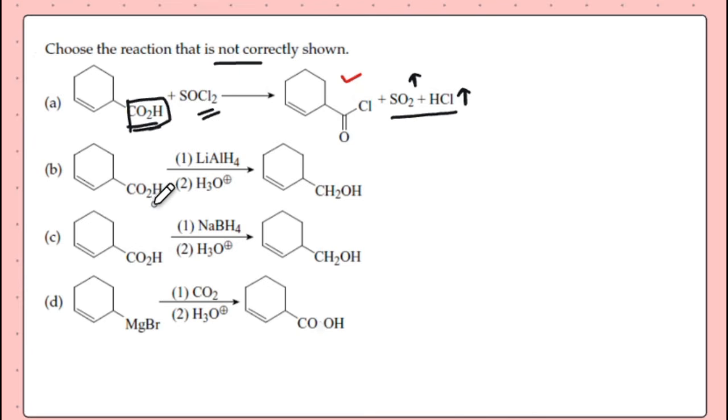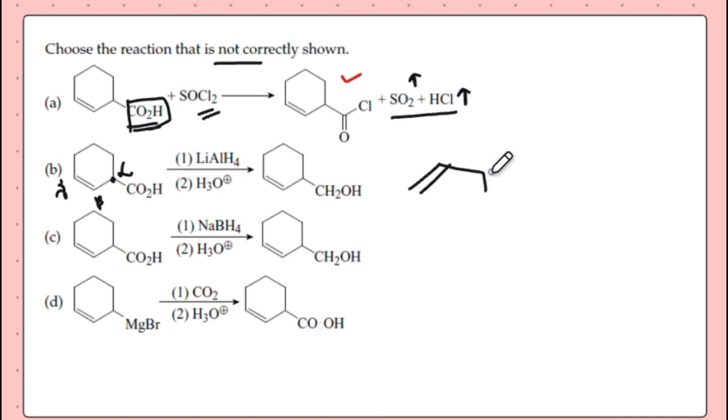Let's check for option B. There is a carboxylic acid and it is unsaturated. That means there is a double bond. Is it conjugated with respect to carboxylic acid? No, because if this is a functional group, this is alpha carbon, this is beta, and this is gamma carbon. So it is beta gamma unsaturated. That means it is an isolated double bond.